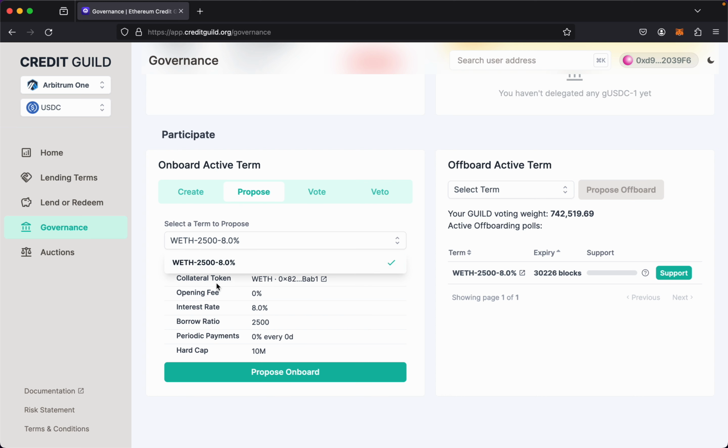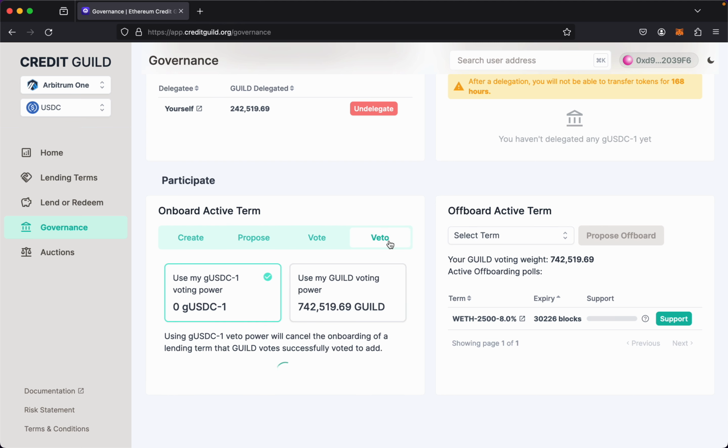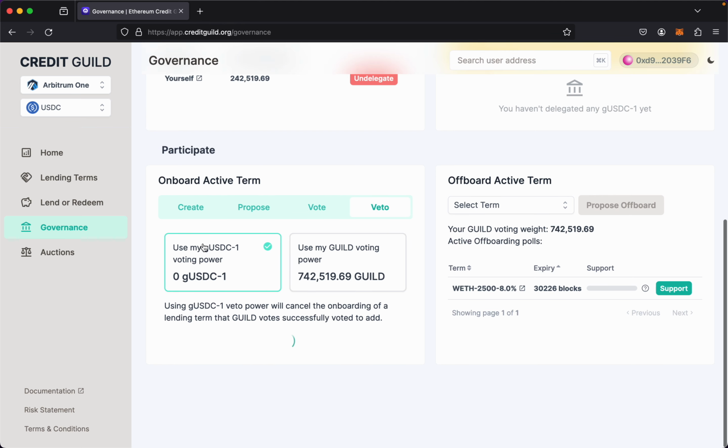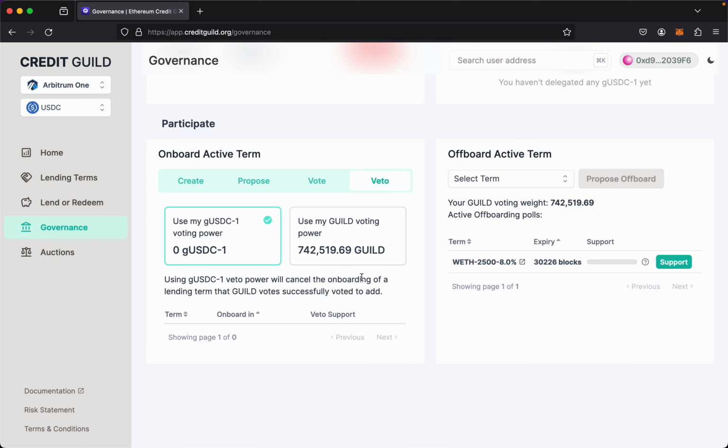It was offboarded because the ETH price went down. Once you've created a term, they'll show up here. And then once the onboarding is proposed, you can go vote for it. I don't think there's any active polls right now. Or you can veto it. So you can veto with either GUSDC or Guild. So worth paying attention to.